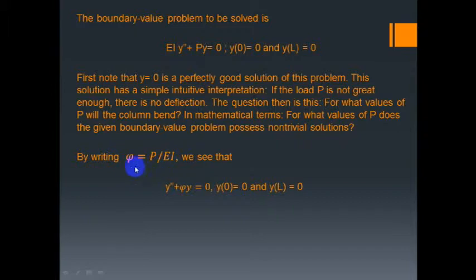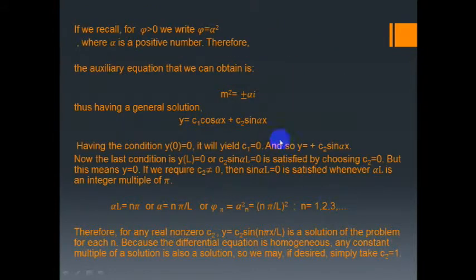By writing phi equal to P over EI, we see that y double prime plus phi y is equal to 0, where y of 0 is equal to 0 and y of L is equal to 0. If we recall, for phi greater than 0, we write phi equal to alpha squared, where alpha is a positive number. Therefore, the auxiliary equation is m squared equals negative alpha squared, so m equals positive and negative alpha i. Thus, we have the general solution y equals c1 cosine alpha x plus c2 sine alpha x.